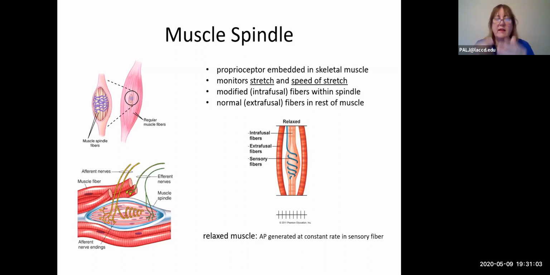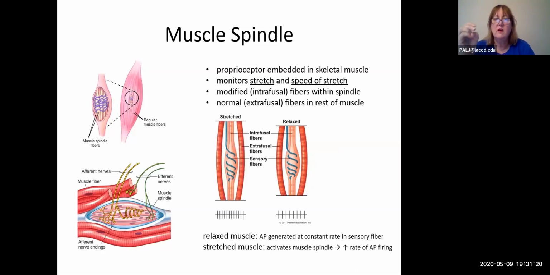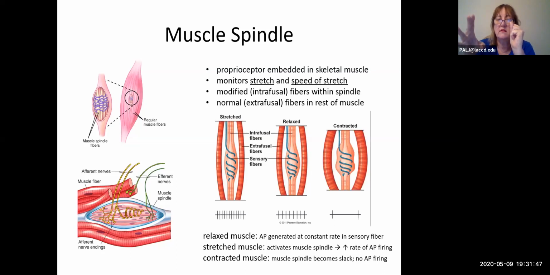When the muscle is relaxed, the sensory fibers are sending action potentials at a constant rate, letting you know it's relaxed. Everything is hunky-dory and nothing's going to change. However, when those muscle fibers are stretched, the rate of firing goes up. Okay, so that stretched muscle, that is an overextended muscle, giving the message to the brain, hey, it has been stretched, we need to relax it. And in contrast to that, when the muscle fiber is contracted, it all becomes slack.